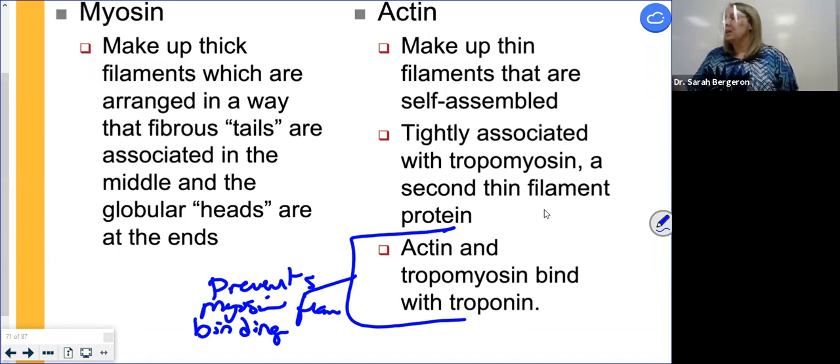Okay, so we have these two proteins that are like bodyguards. They protect actin. Now, y'all know everybody can be distracted by something, right? Okay, so these two bodyguards can be distracted by calcium. If calcium levels are high enough, those two binding proteins are going to go, hey, calcium, and they're going to leave the actin. And then myosin can go and bind.